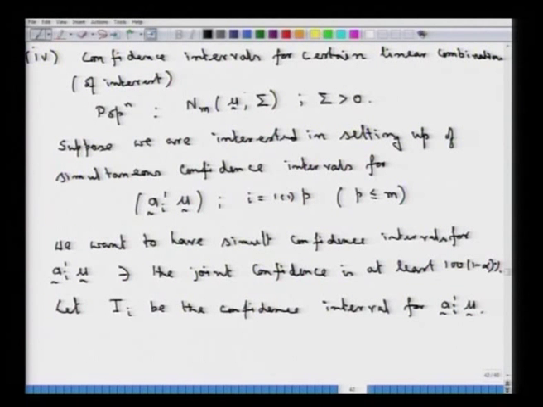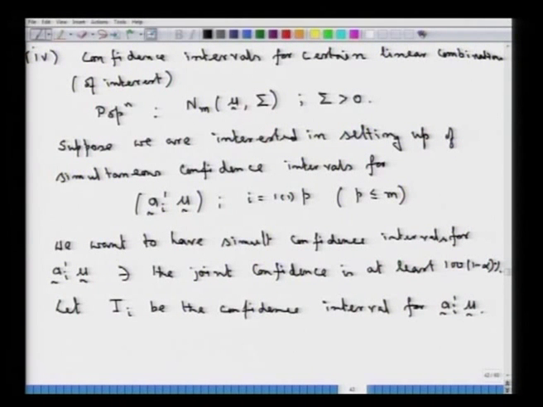In the last lecture, what we were discussing was confidence interval, setting up of confidence intervals for certain type of linear combinations of the elements of the mean vector mu coming from a multivariate normal population. So, we had an underlying multivariate normal population, m dimensional, with the mean vector mu and a covariance matrix sigma, which was actually assumed to be positive definite.